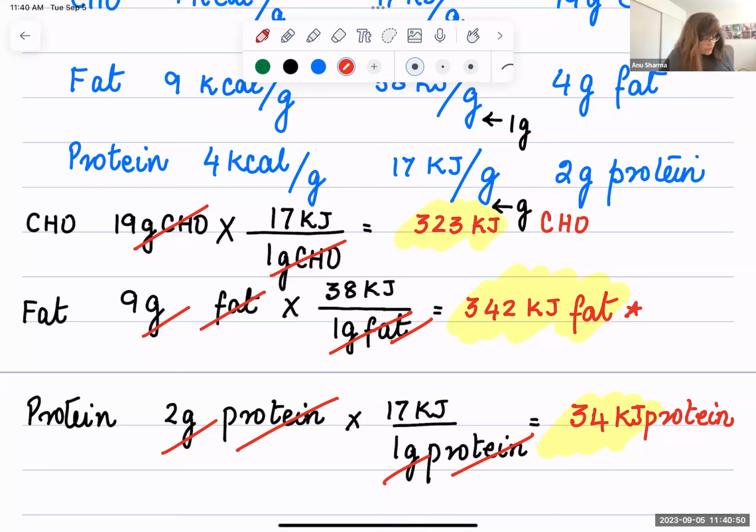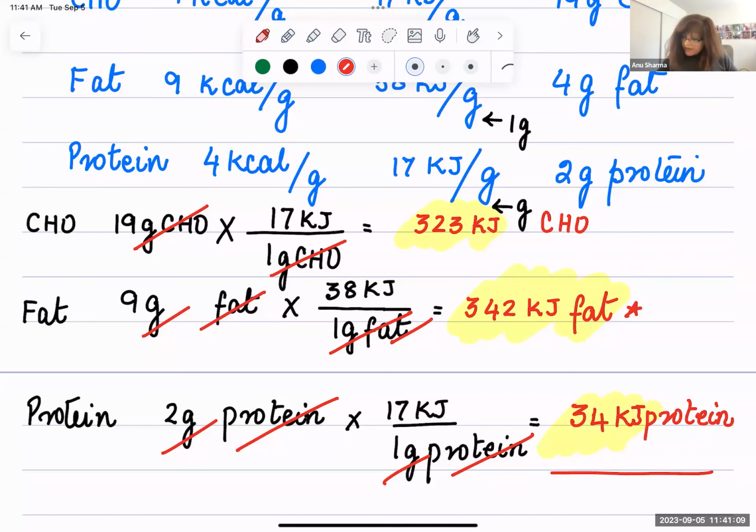Anyways, if you add all this, they're asking what the total is. So this should be, oh, I know what the problem is.